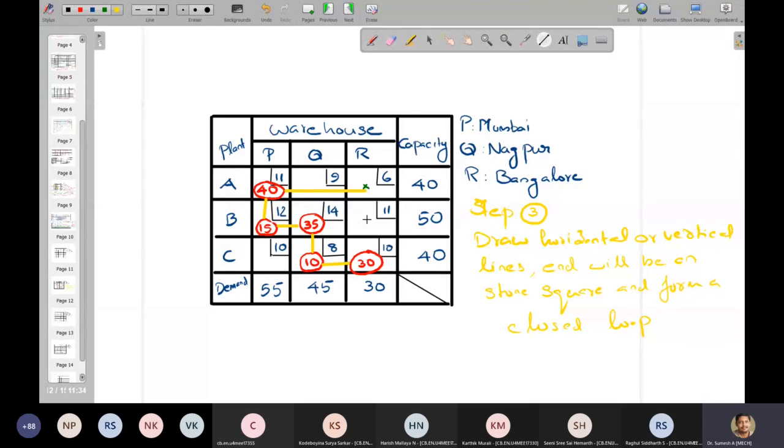Does a closed loop form? Yes. Am I right? Are you clear? This has to be drawn in the shortest form. You need not cover all the stone squares.